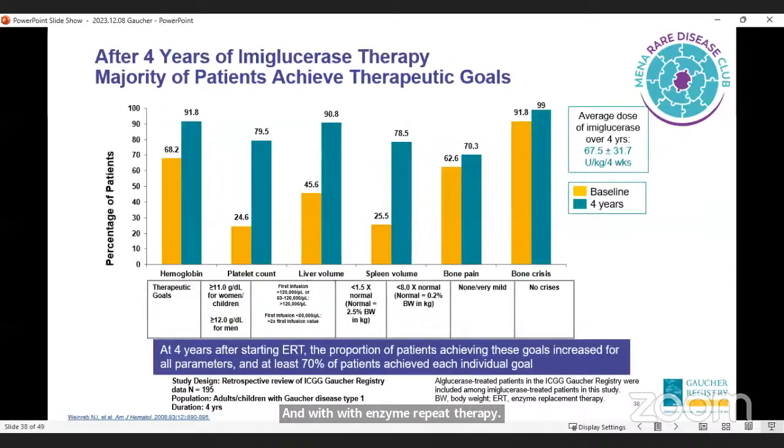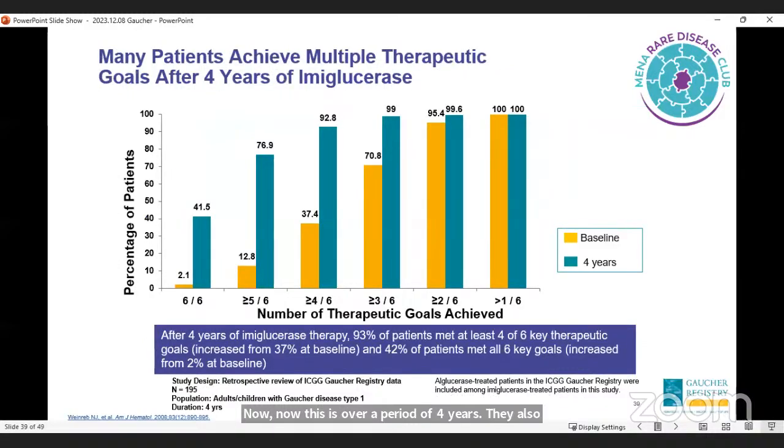In this study also, they looked at 6 parameters: hemoglobin, platelet, liver volume, spleen volume, bone pain, and bone crisis, and see the percentages of improvement, for example, hemoglobin 90% improvement, and platelet 80%. Now this is over a period of 4 years. They also looked at these 6 markers together, and more than 90% had improvement in more than 4 markers. So they improved not only in one aspect, but in multiple aspects.